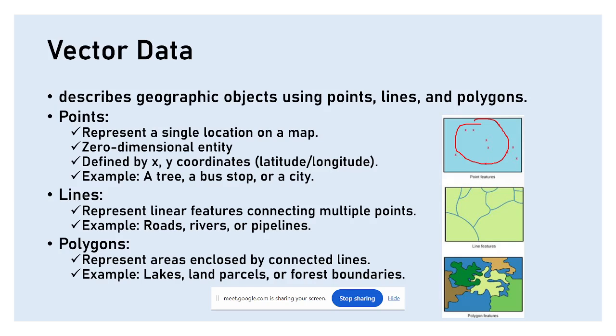Then another thing is polygons, which represent areas enclosed by connected lines. That is given here, a lake. A lake can be represented by a point, but it can also be represented by a polygon at a much closer scale. Or forest boundaries. For the benefit of understanding this better, I'll just show it.